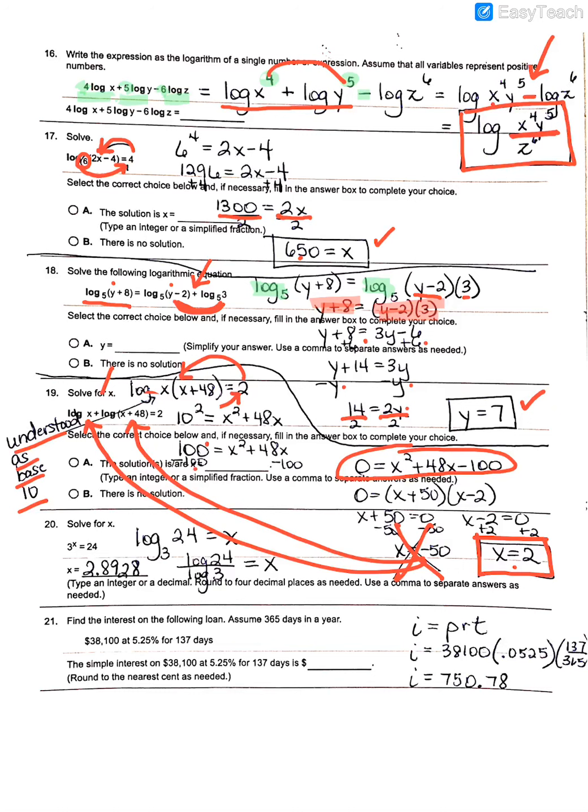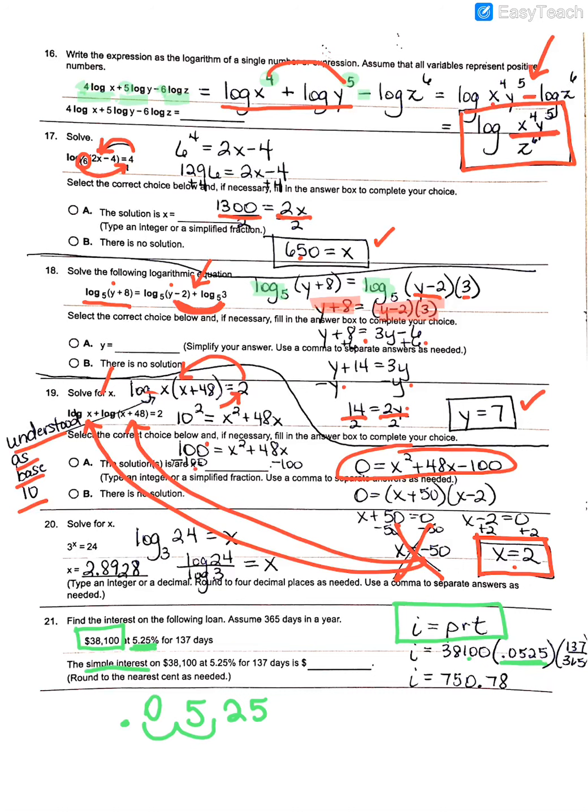Okay, on this last problem, we're looking for the interest on the loan. They tell us to assume 365 days in a year. So they're telling me that it is simple interest. So your simple interest formula is I equals PRT. And so in this case, P is the amount I invested, which they told me was $38,100. My rate is 5.25%, but you always have to drop the percent and move your decimal 2 places to the left. If there's a gap, fill in with a 0. So notice that's why I plugged in 0.0525.